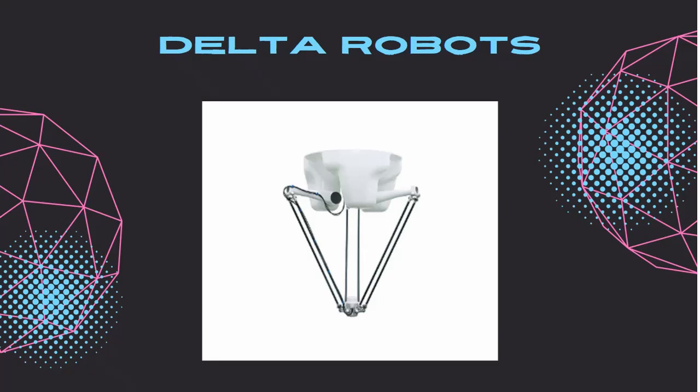Now, delta robots are often used for fast pick and place applications in the food, pharmaceutical, and electronic industries.